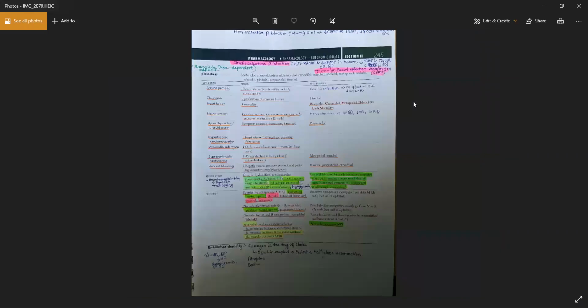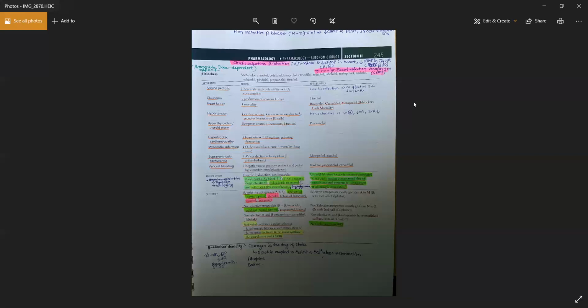Okay, so any doubt? Yeah. What will we give in hypertension? Non-selective or selective? What type of beta blocker will be given in hypertension? Both beta blockers will give hypotension. The ultimate effect is hypotension.